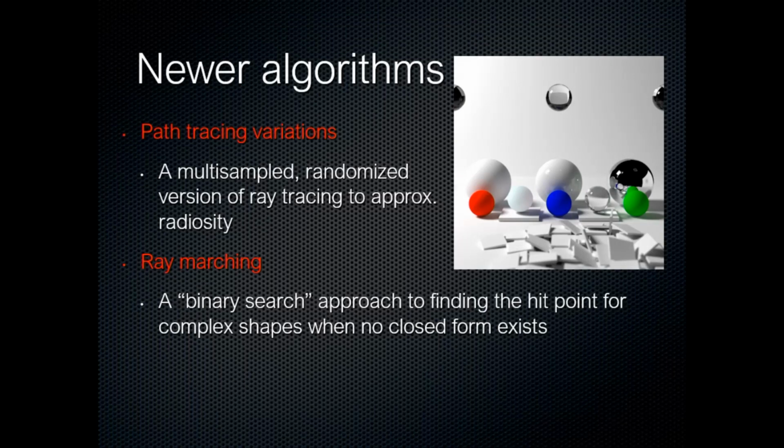There are some newer algorithms which we'll go over, where we have variations on ray tracing that try to multi-sample and randomize the way we go through paths in the scene. We may start at a light and take paths from there, or take paths from the camera. So there's a number of algorithms that fit into the path strategy. And ray marching is a version of it which uses binary search to find the hit point for complex shapes when we don't have closed forms like we do with a sphere. So if we want to do some complex shape, we may have to use a ray marching approach. All right, so we'll look at some of those later on.